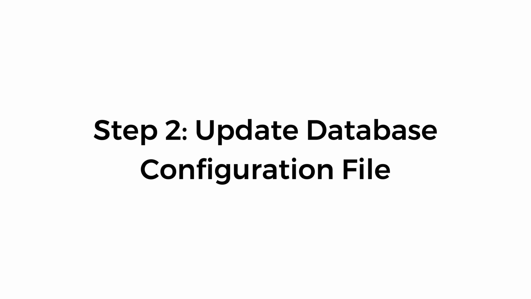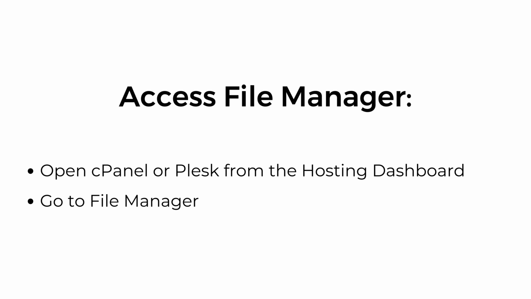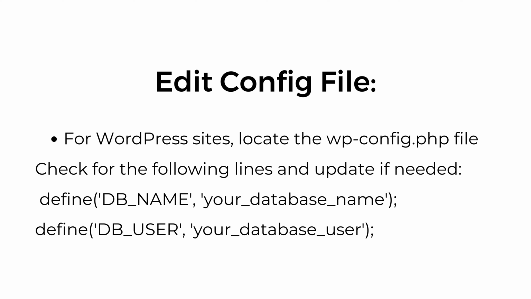Step 2. Update database configuration file. Access File Manager. Open cPanel or Plesk from the hosting dashboard. Go to File Manager, edit config file. For WordPress sites, locate the wp-config.php file. Check for the following lines and update if needed.